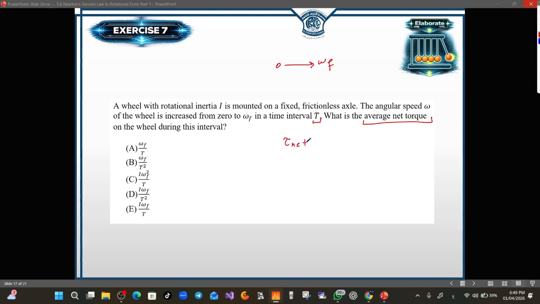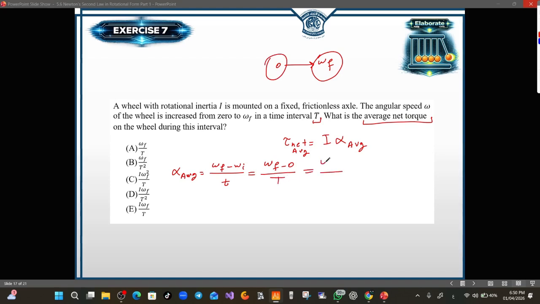In general, the tau net is equal to I alpha. If we are looking for the average tau net, we should consider the average alpha. And we know that the average alpha is given by omega final minus omega initial over time. Omega final minus 0, since the final angular speed is omega final and the initial omega is 0, over the time interval, which is given by capital T. Now use it back in the formula, and we will get that the answer is I multiplied by omega final over capital T, which makes E the correct answer.